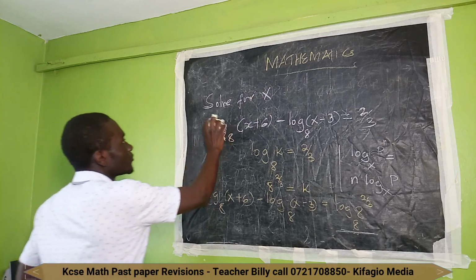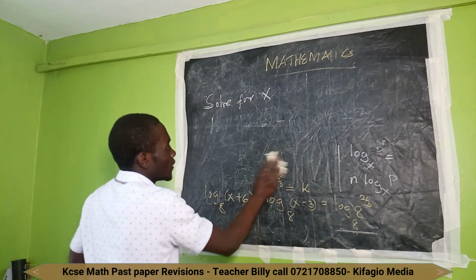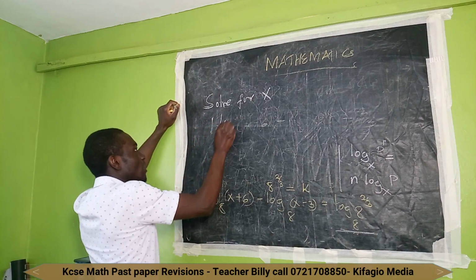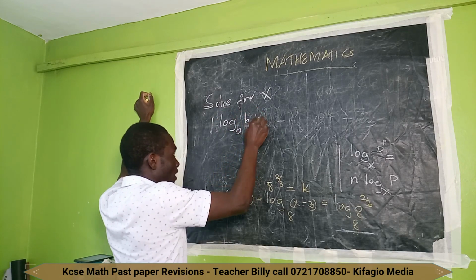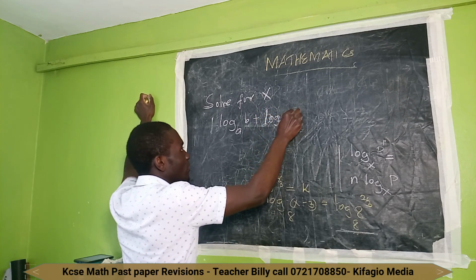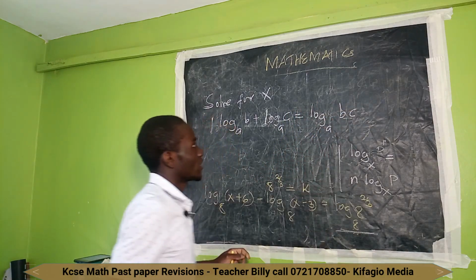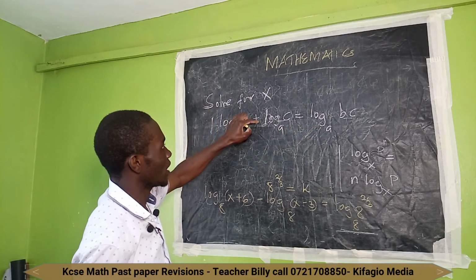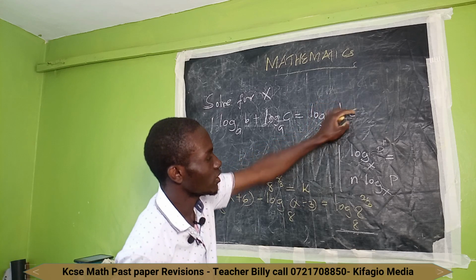We continue further. Now I can wrap this part and apply the multiplication addition law, that if you have log base a of b plus log base a of c, it is equal to log base a of bc. That is the addition multiplication law. So we are adding log base a b plus log base a c, and it's equivalent to log base a of the product of b and c.